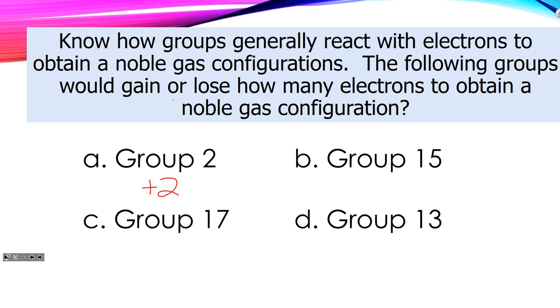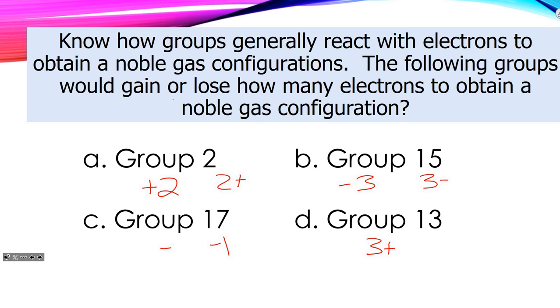So group 15, gain or lose, positive or negative? Okay, so gain. So what is that? Positive or negative? Negative what? 3. Good. So -3, you'll see it written 3-, and you'll see this written 2+. Okay, group 17. -1. And we also just write a negative, but if you write -1, it's not wrong. Okay, group 13. 3+. Okay, good. Anybody having problems seeing what's going on here?